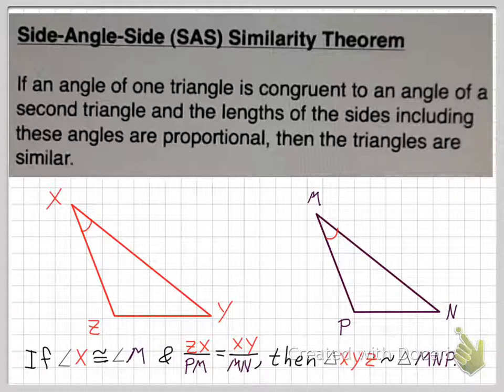So for example, we have side ZX corresponding to side PM, and we have side XY corresponding to side MN, and those are going to be proportional. We also have that the included angle, the angle in between those two sides, are congruent to each other. So if all those things are true, then by SAS, side angle side similarity theorem, we can say that triangle XYZ is similar to triangle MNP.